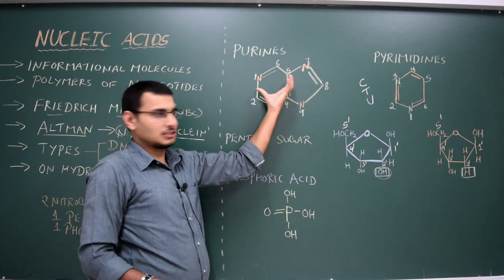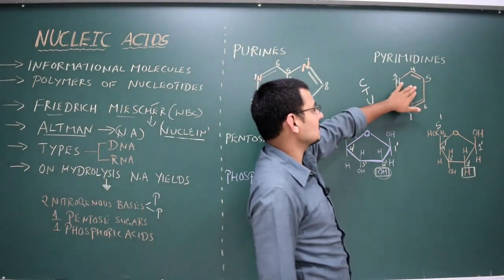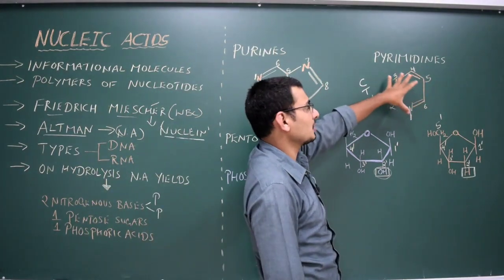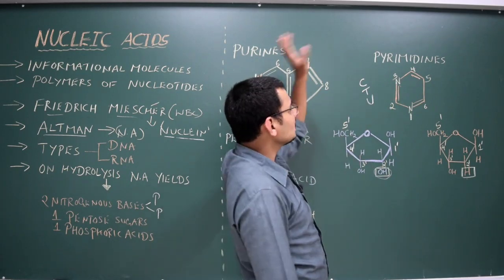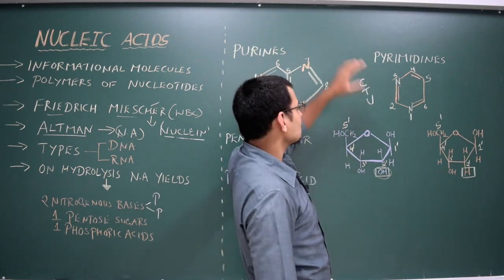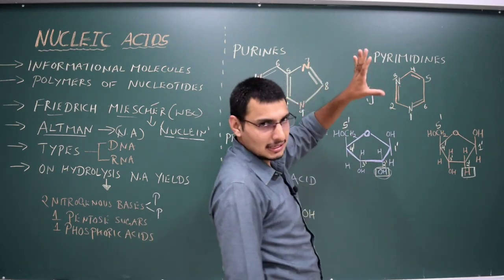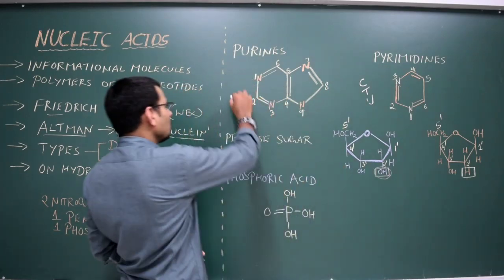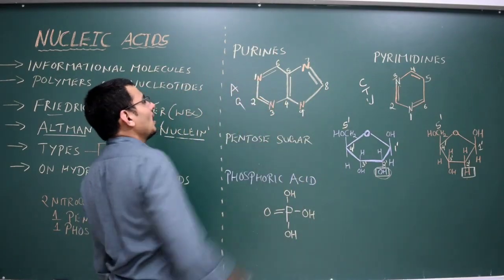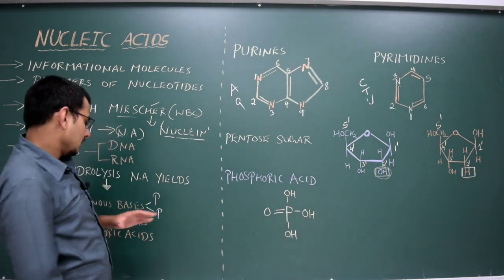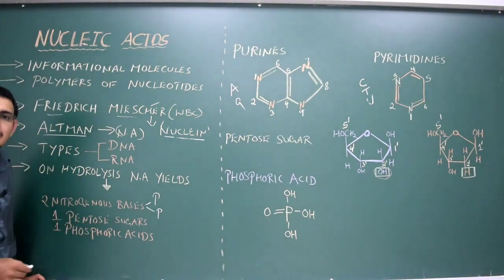This is the base structure of pyrimidine. If you look into the pyrimidine, you see three different types of pyrimidines: cytosine, thymine and uracil. I have written adenine and guanine in the case of purine. Next, you will see a type of pentose sugar.